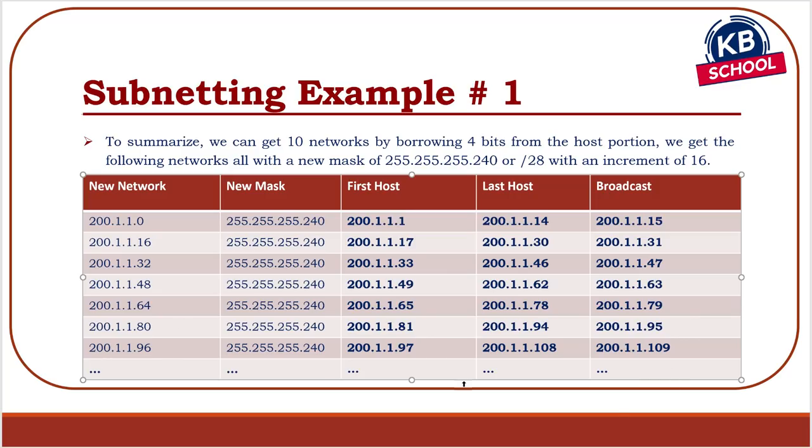My next network over here, this doesn't seem right, it would have been 112 over here. My next network would have been 112, so this would have been 111, and this one would be 110. All right, so I'll save this as well for you guys. So that's a subnetting example for class C networks. All right, so this takes care of class C.